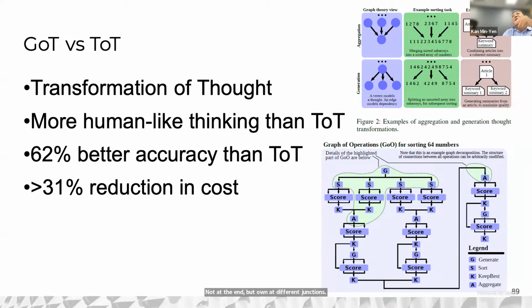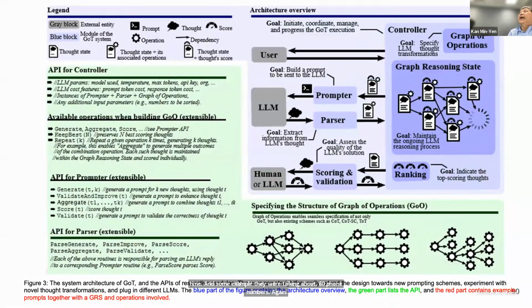So what I got again from the beginning of the paper was the transformation is more human-like than TOT, a bit more human-like. And it's about 64% more accurate than TOT. And it's about 31% less reduction cost in terms of compute time. And there's some example, they were testing about 64 numbers. Again, I've added all the resource links at the end to read the paper. Okay, and there's a couple of graphs.